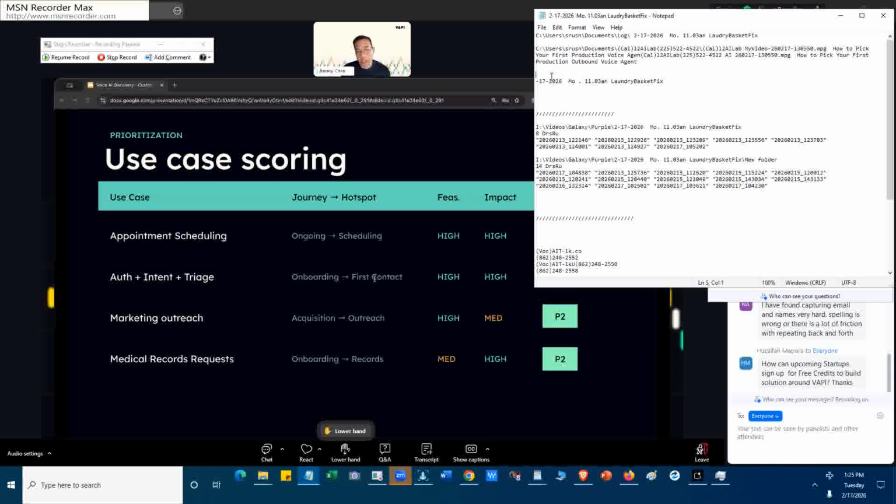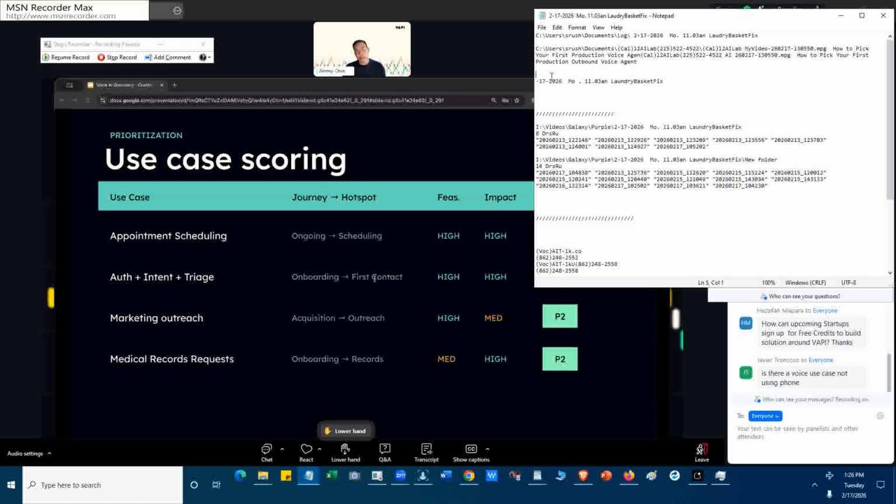A second use case might be in the sort of authenticating, verifying intent, and then triaging those inbound calls. This could also be high, and that would make it a P1 priority use case. The reason is because this typically is the front door to every inbound call, and it can be structured, it can be rule-based routing, no clinical decisions, and it pairs very nicely with appointment scheduling, which was sort of the first use case. And then there's like two more that could come out of that exercise.